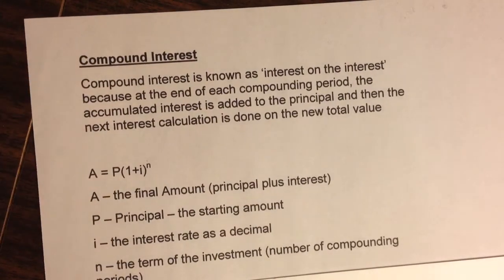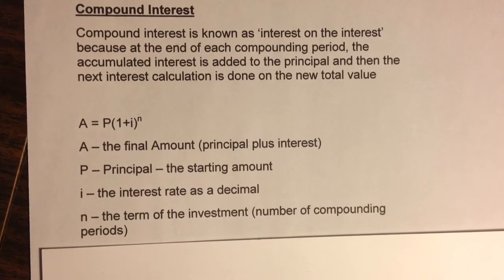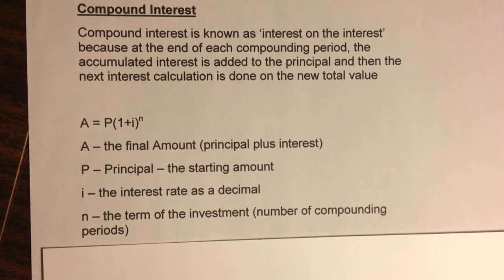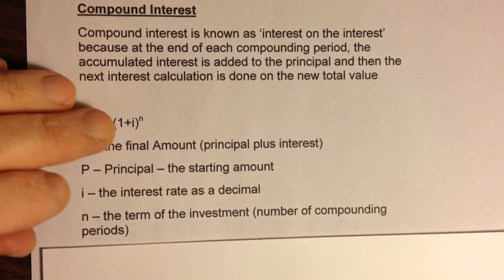So these are the meanings of the terms in an exponential, or compound interest, formula. A is the final amount, the principal plus the interest. P is the principal, i is the interest rate as a decimal, and n is the term of the investment, the number of compounding periods.